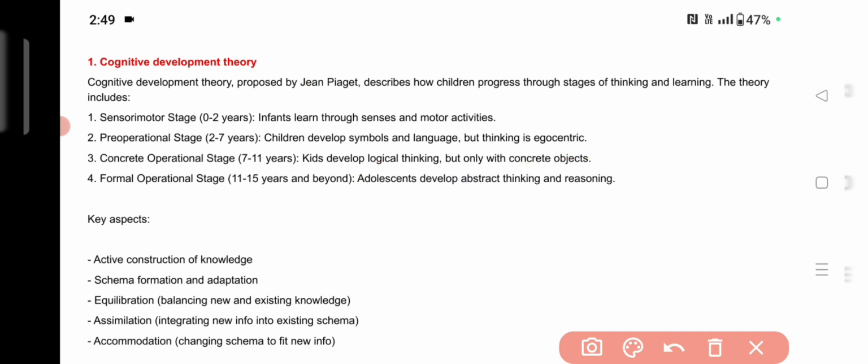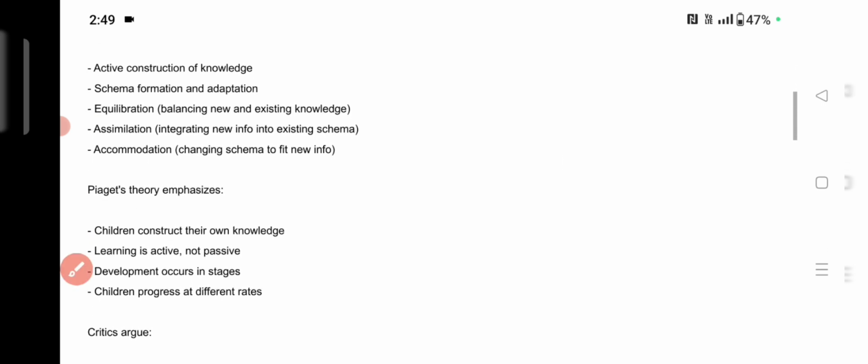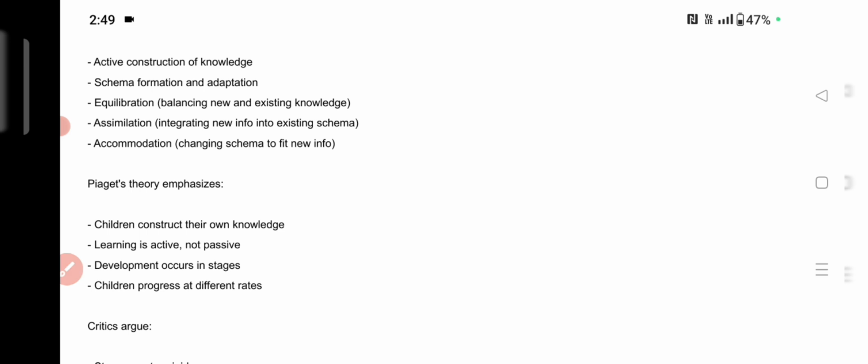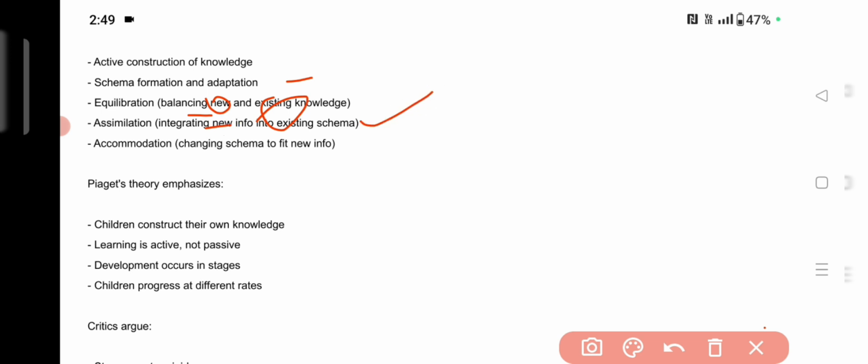So coming to the key aspects: the active construction of knowledge, schema formation and adaptation, equilibration, that means balancing new and existing knowledge, assimilation, integrating new information into the existing schema, and accommodation, that means changing the schema to fit the new, to modify themselves to the new information.